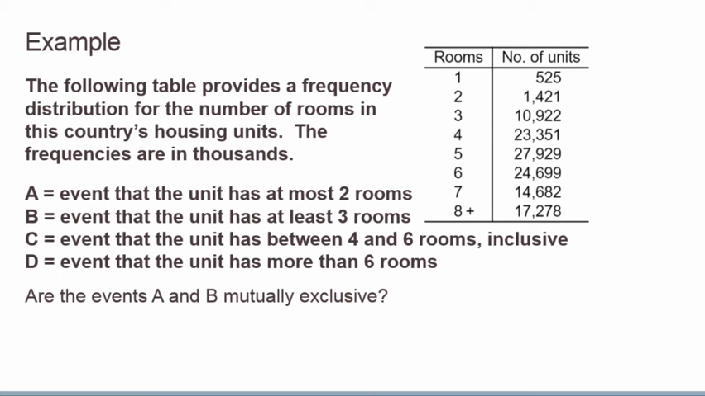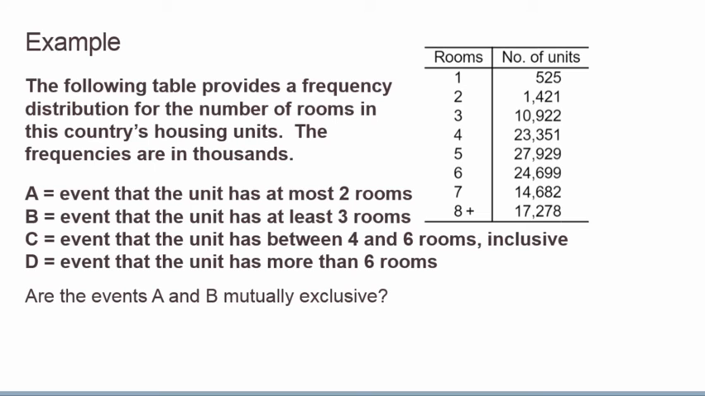A equals event that the unit has at most 2 rooms. B equals event that the unit has at least 3 rooms. C equals event that the unit has between 4 and 6 rooms inclusive. D equals event that the unit has more than 6 rooms.